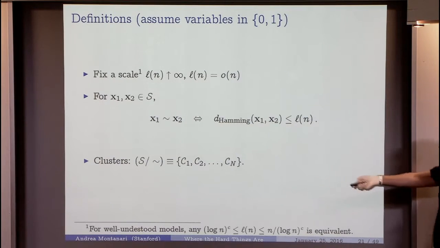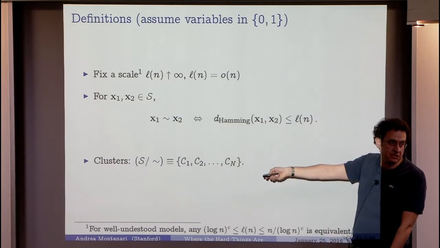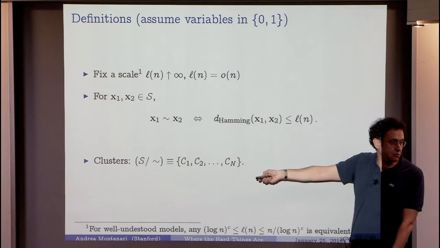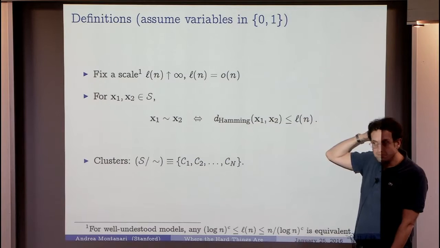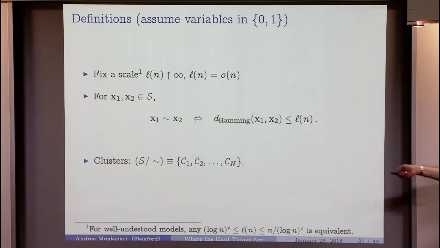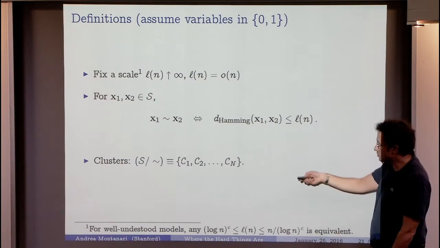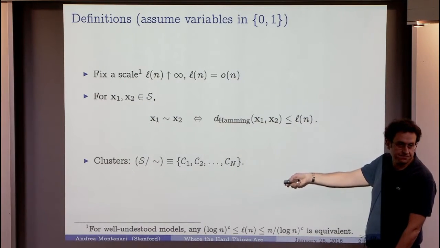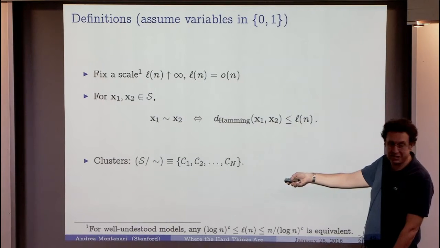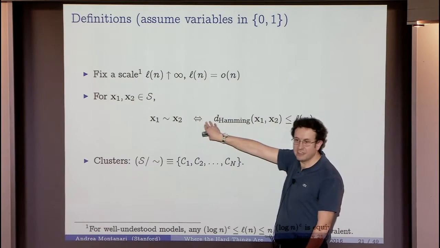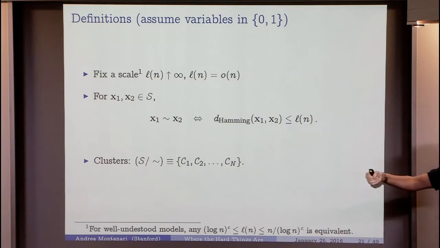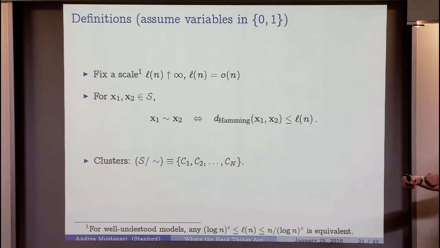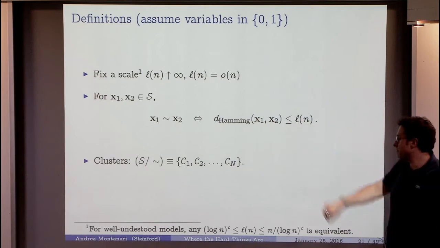Then what I'll do is simply take the set of solutions and quotient it by the closure of this equivalence relation. This gives me a partition of the set of solutions into clusters. The equivalence relation is not really this, it is the closure of this: two solutions are related if there is a path between them with steps of this size.